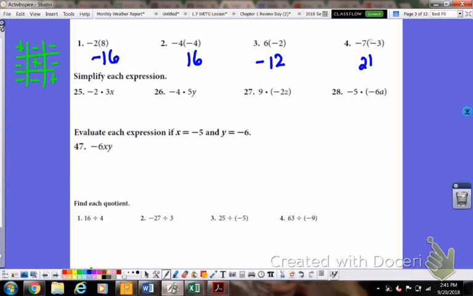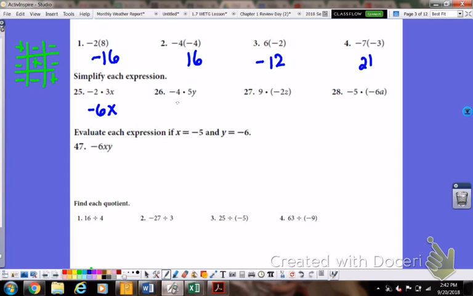All right, same idea, simplifying expressions. So now we are involving our variables, but we're following those same rules. So negative 2 times 3x, we're going to multiply our coefficients, multiply the numbers. Negative 2 times 3 gives us a negative 6, opposite signs. And I have 1x, so it's negative 6x. Just like in chapter 1, we want to look at what can we do and then bring the variables along.